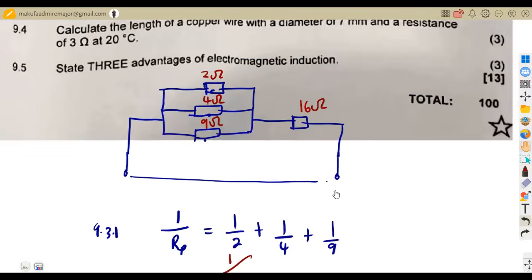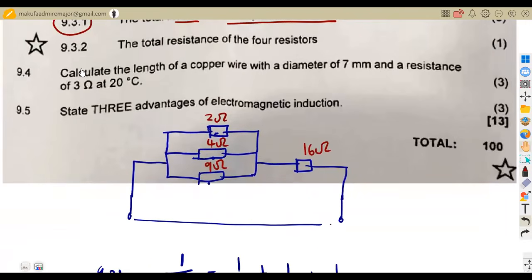Remember the formula for a parallel combination. Then now they want the total resistance of the 4 resistors.